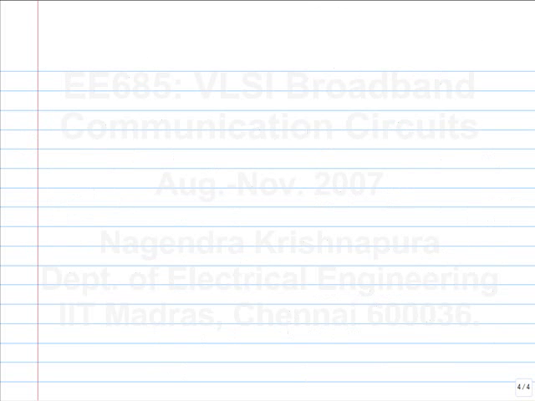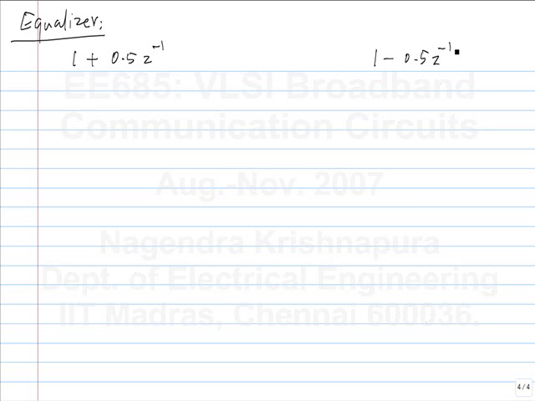What was the third question? Oh yeah, equalizer. So equalizer for precursor and postcursor ISI. One of the channels is 1 plus half Z inverse. This has postcursor ISI. The other channel is 1 minus 0.5 Z inverse. Sorry, 0.5 plus Z inverse. So this is the cursor, this is the precursor ISI.